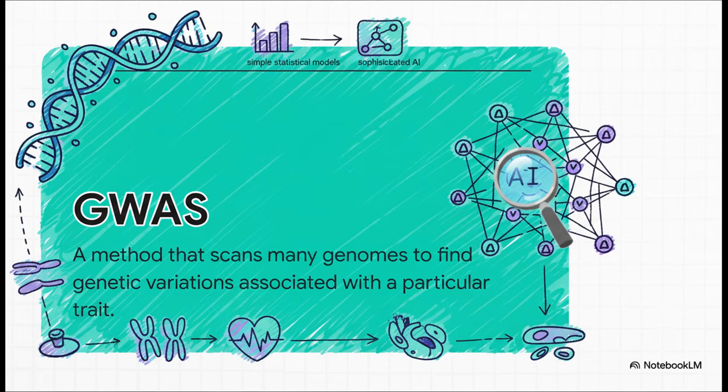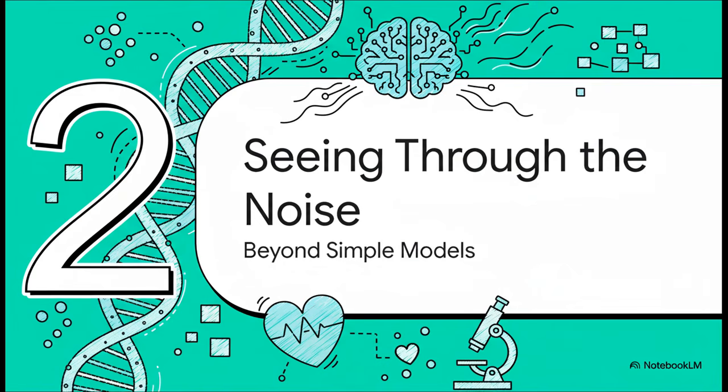The best way to think about it is like a huge systematic search. You're scanning the DNA from thousands, sometimes millions of people, and you're checking all these genetic addresses one by one to see if any specific variations show up more often in people who have the disease you're interested in. Now, GWAS has been a total game changer, but it has a weakness. It tends to like things simple. And, well, biology is anything but simple. It's messy, it's complicated, and it's absolutely full of noise.